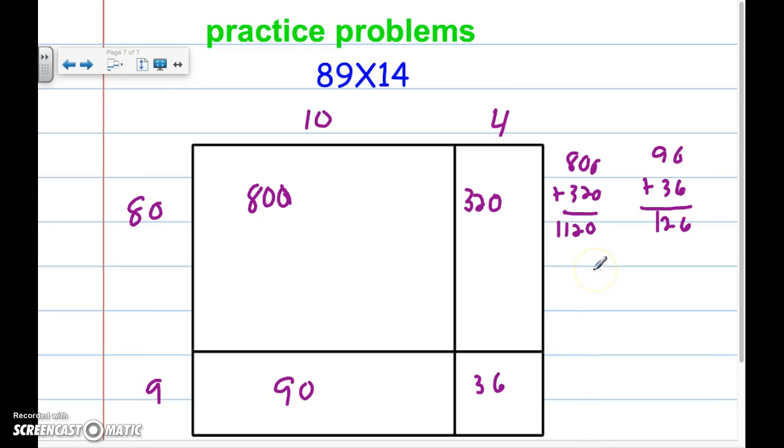Then I'm going to add up my two numbers. 1,120 plus 126 is 1,246.